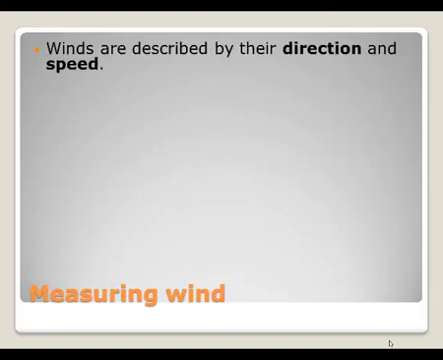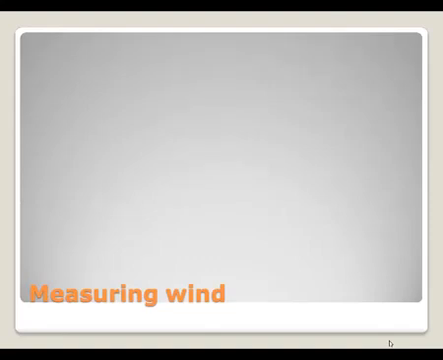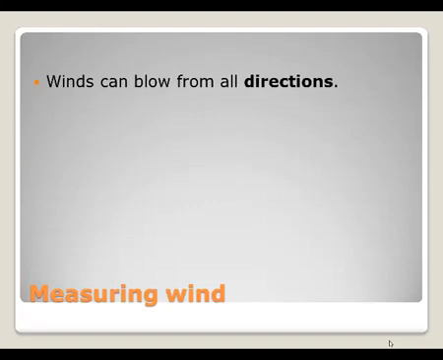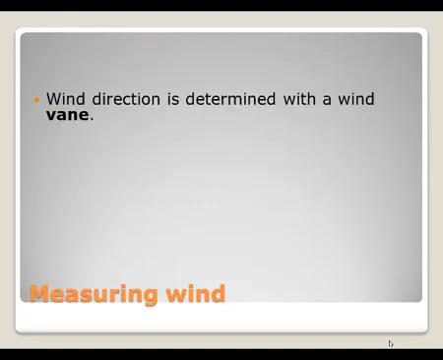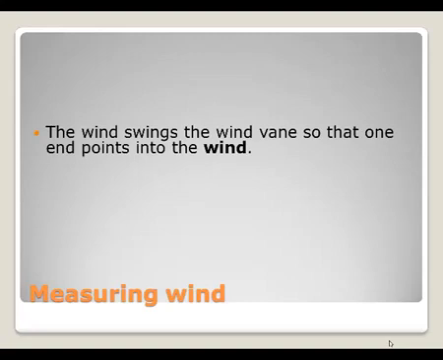Measuring wind. Winds are described by their direction and speed. They can blow from all directions. We measure wind speed and direction with a device called a wind vane. The wind swings the wind vane so that one end points into the wind.